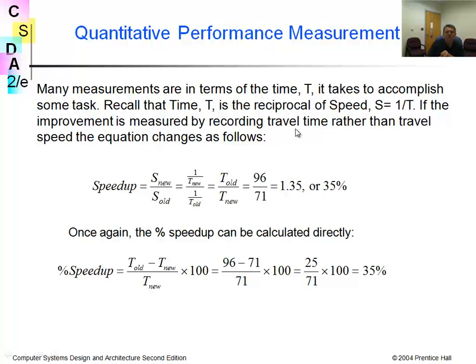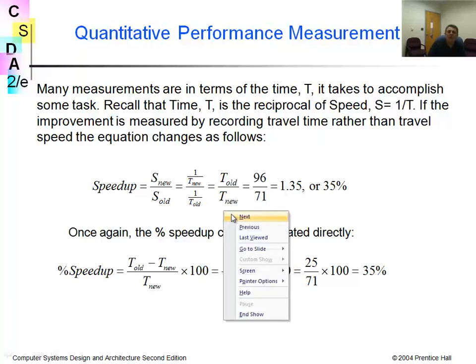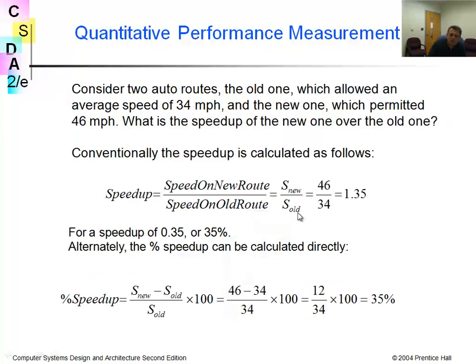If the improvement is measured by recording travel time rather than travel speed, the equation changes as follows. S of new over S of old, if it is reciprocal, then 1 over t of new over 1 over t of old. Or exactly the same way, t of old minus t of new divided by t of new. You remember that it looks different because S of new is 1 over t of new. And when you do that, the old comes on the top numerator and t of new goes to the denominator. Unlike the previous one, where the old one was in the denominator and the new one was in the numerator.